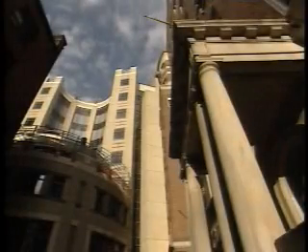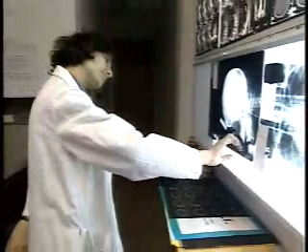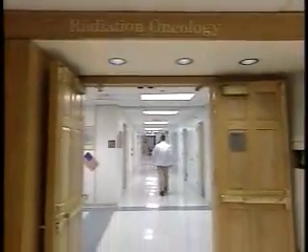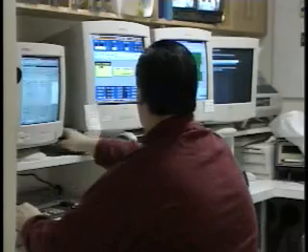At the New England Medical Center, Dr. Anita Mahajan works with a team of specialists treating cancer patients. Geometry plays an important role in determining safe levels for radiation therapy.